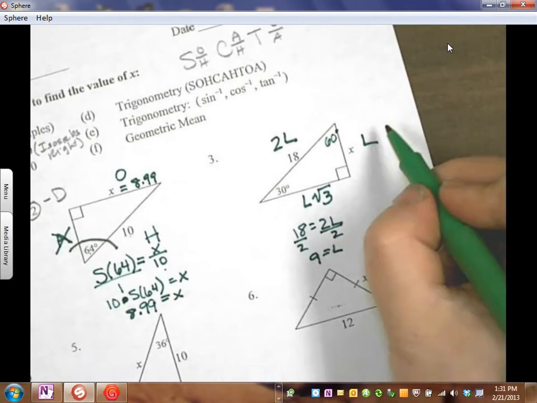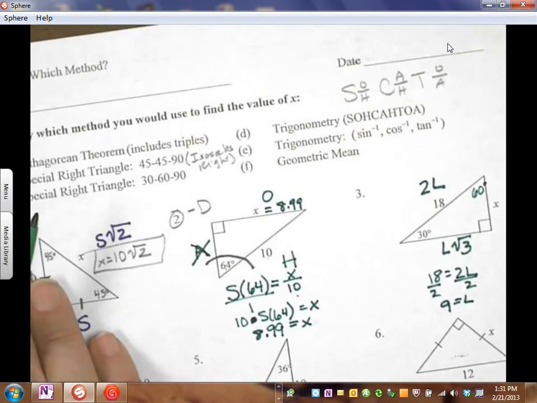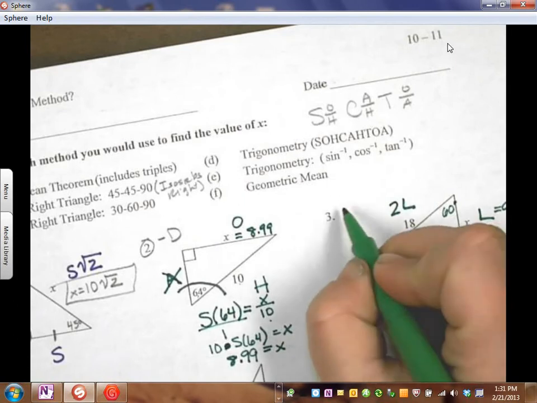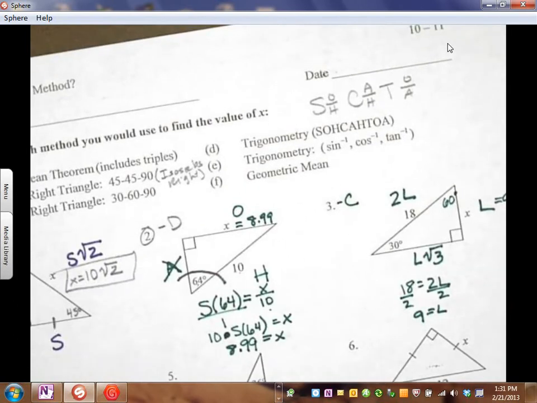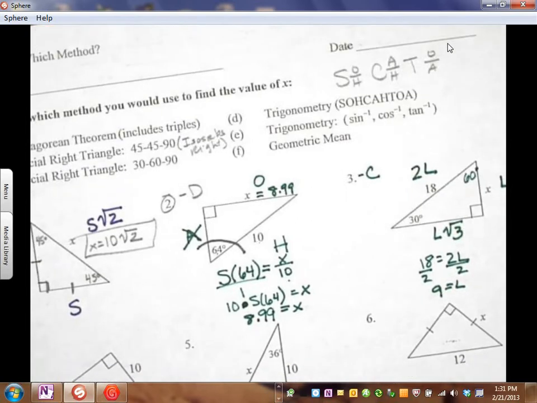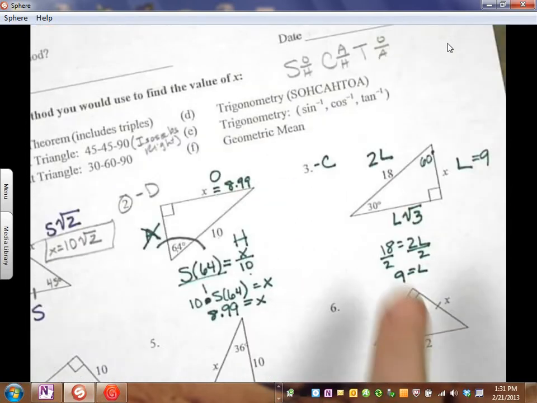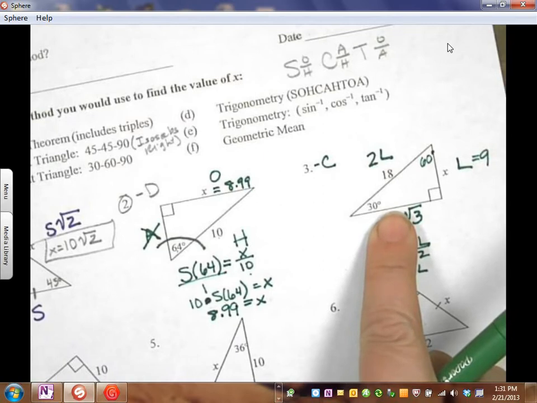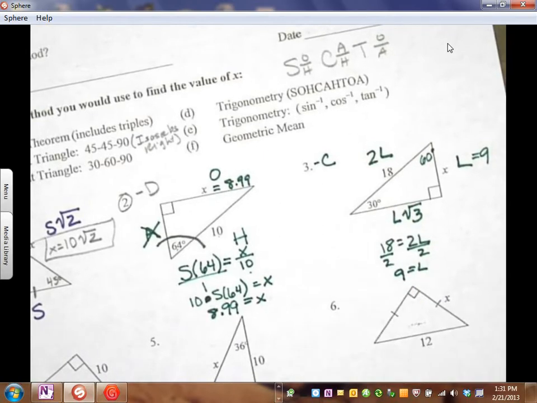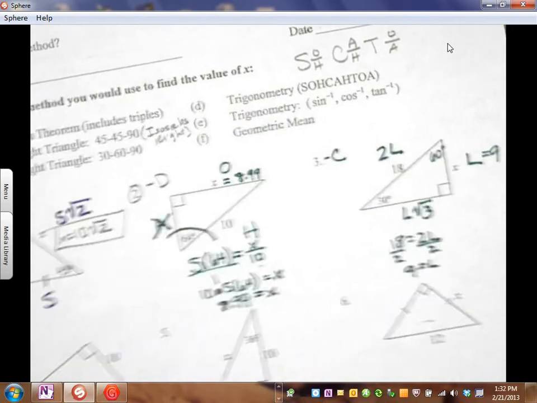So I know that this is 9, but which of these letters up here at the top did I use? It's a 30, 60, 90 triangle, so that means this is a C type of problem. It's a special right triangle 30, 60, 90. Do you see how that saves some time? I could have used trig. If you saw a trig problem here, you could have done that. But that's why I want you to refer to the sheet so you can kind of work your way through these different types of problems.